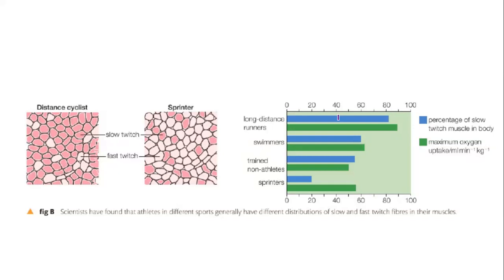Then we have fast twitch muscles. Fast twitch muscles contract very rapidly, making them well suited for sudden, brief activity. They can function anaerobically, like they can function without oxygen by using glycolysis. That is why they also tire out faster.